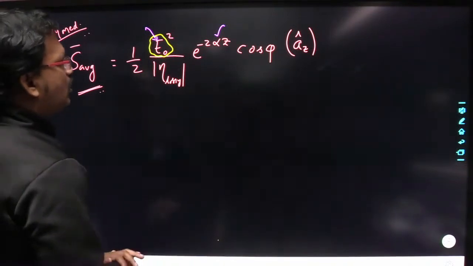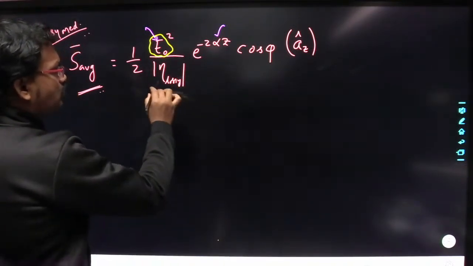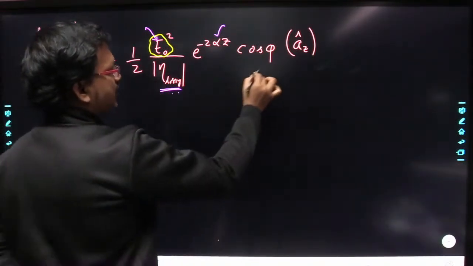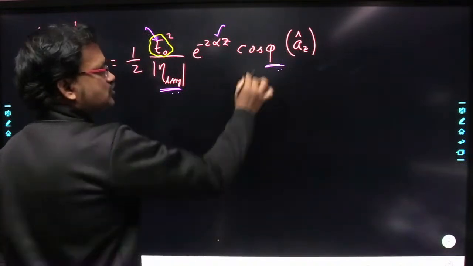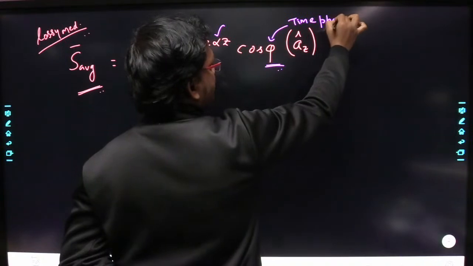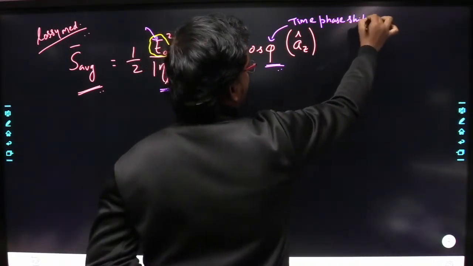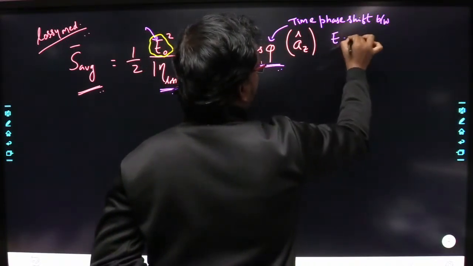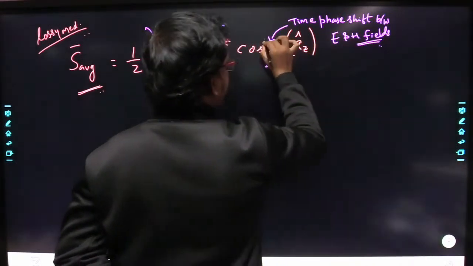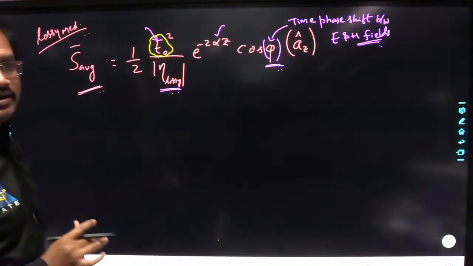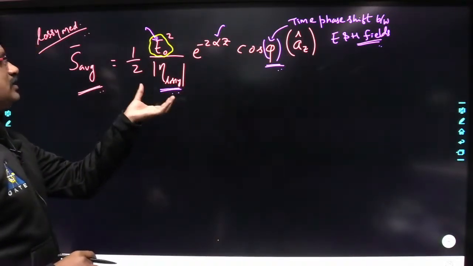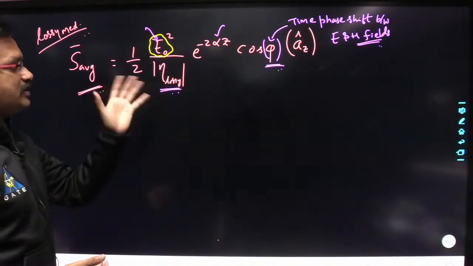Okay, next, what you have to determine? You have to determine the magnitude of eta lossy, and you have to determine this phase shift phi. Understood? Remember that this is the time phase shift between the E and H fields. This phi is nothing but the time phase shift between E and H fields. Remember that.